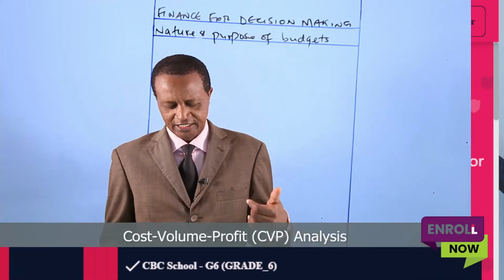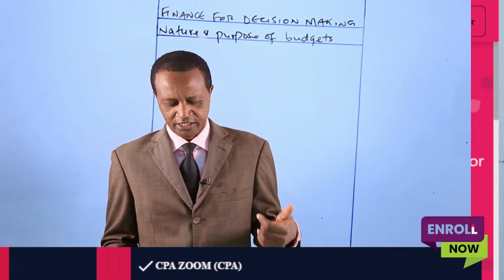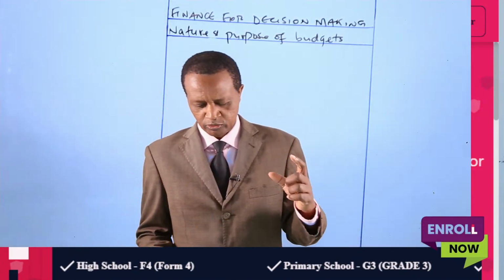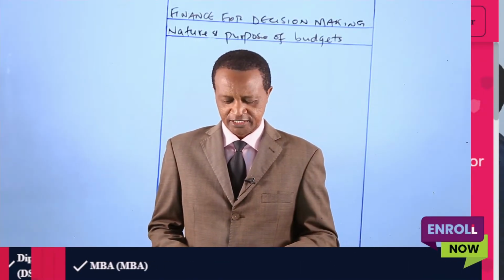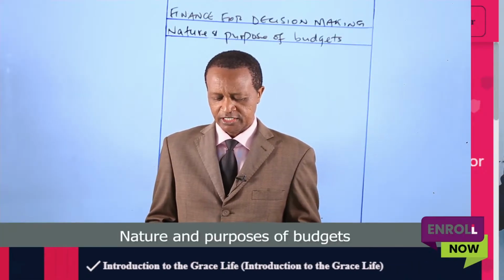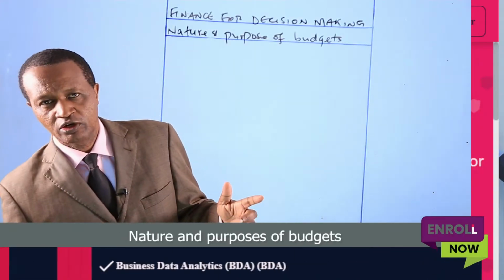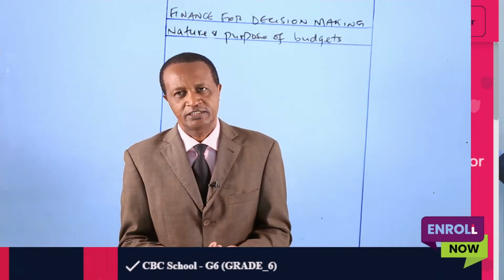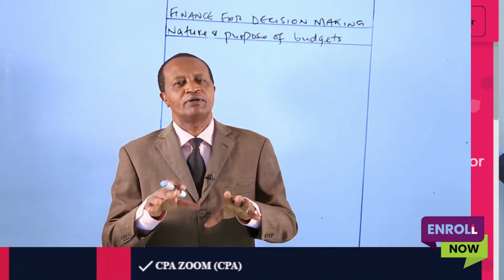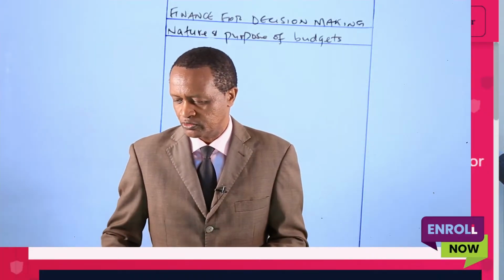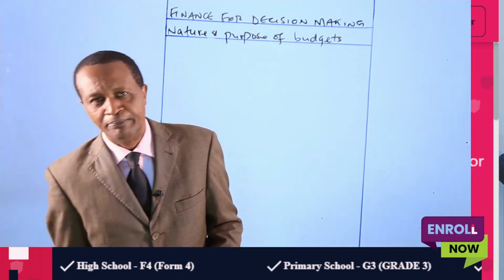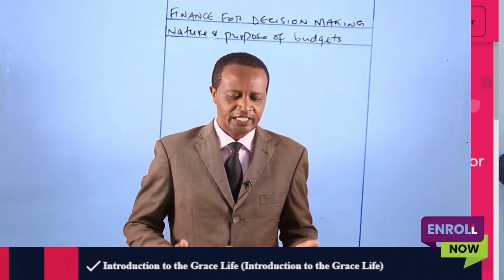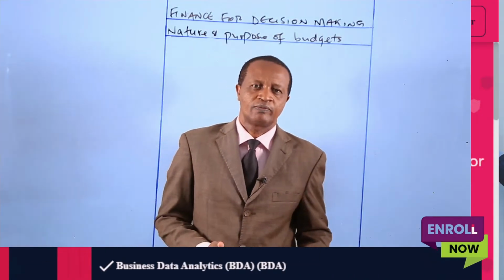These are controls over cash receipts. In this lesson, we are going to focus on the first subtopic, nature and purpose of budgets. There ought to be prompt recording and deposit of all cash. That is to mean all cash receipts should be recorded immediately upon receipt and deposited intact daily.